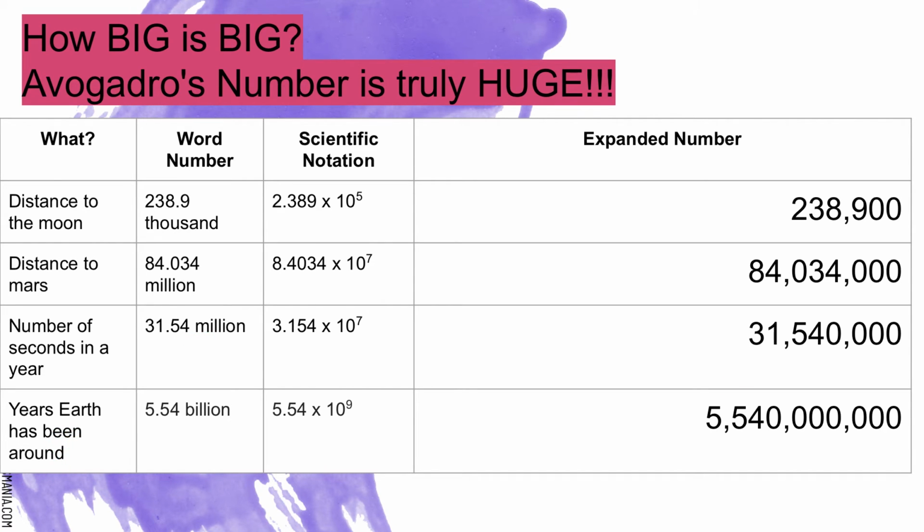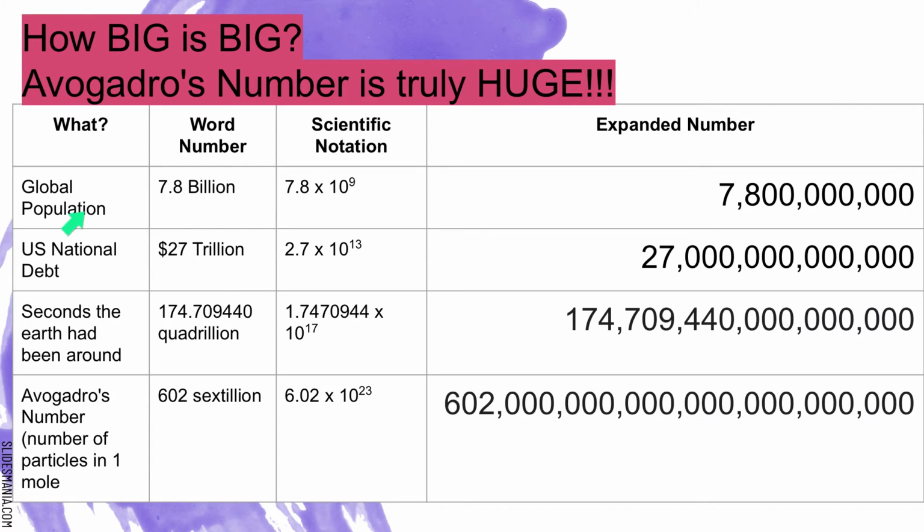Years Earth has been around, 5.54 billion. It looks like that. Global population, 7.8 billion. It looks like this. This is the scientific notation for that 7.8 billion. The U.S. national debt, 27 trillion, 10 to the 13th power. Looks like that expanded. Seconds the Earth has been around, 174,709,440 quadrillion. So 10 to the 17th looks like this.